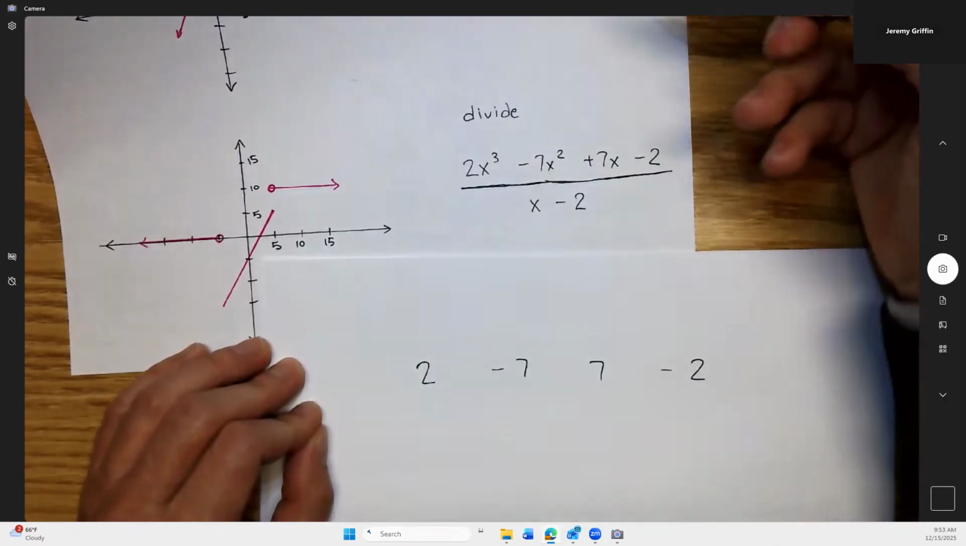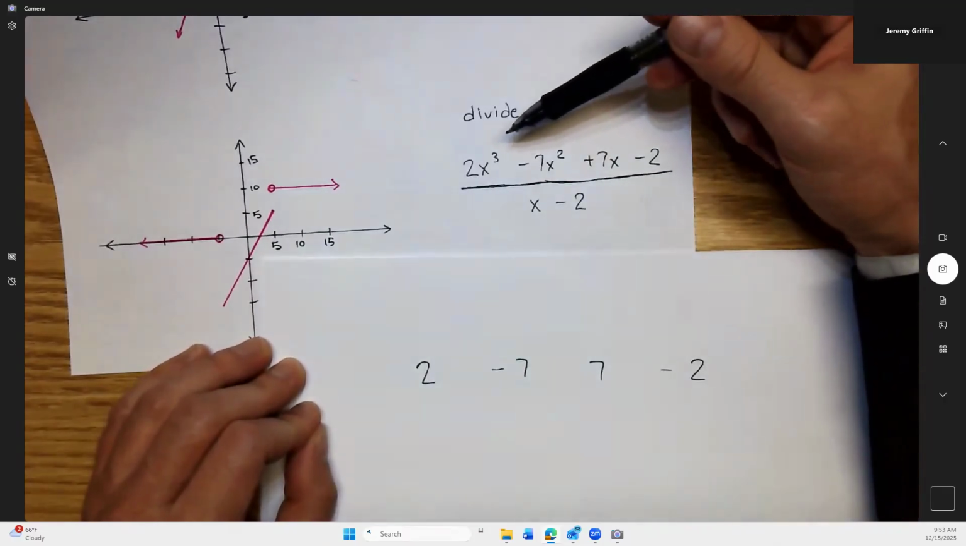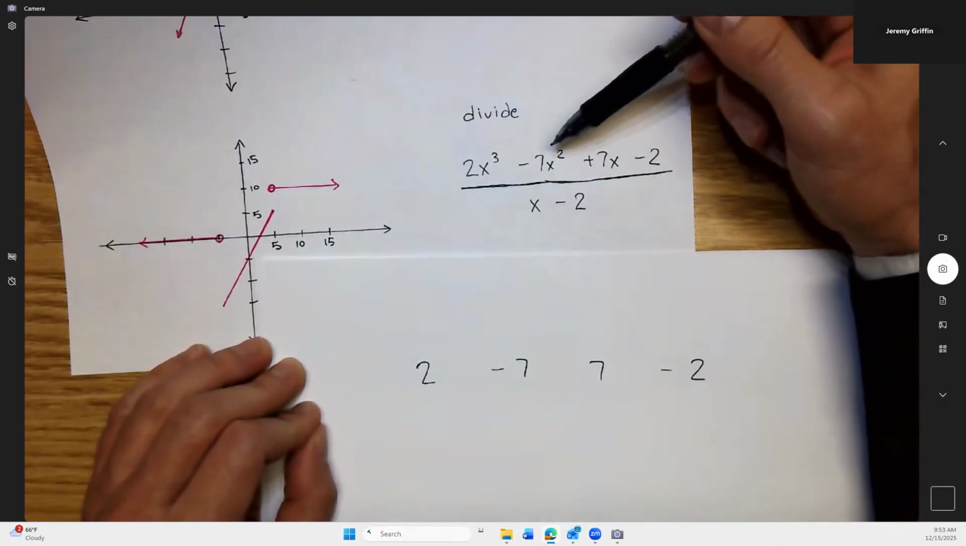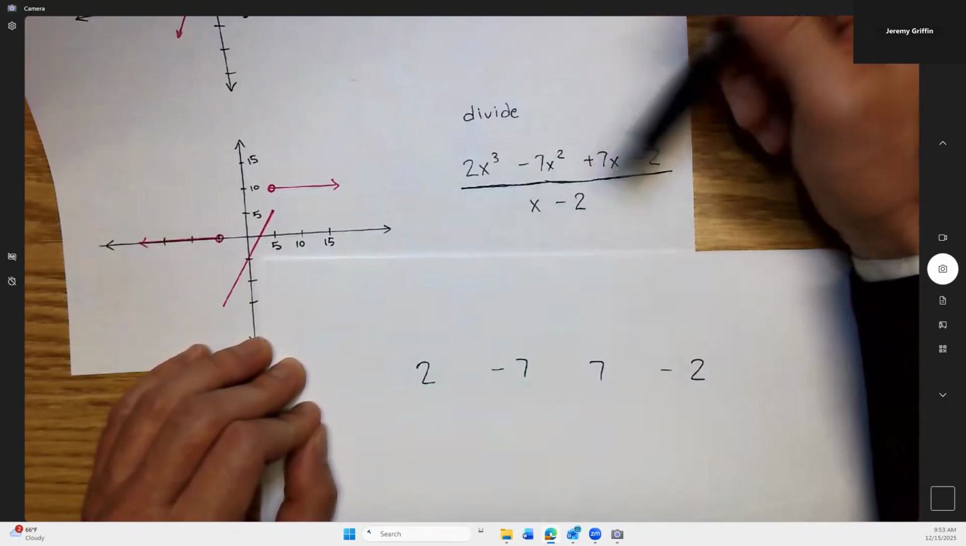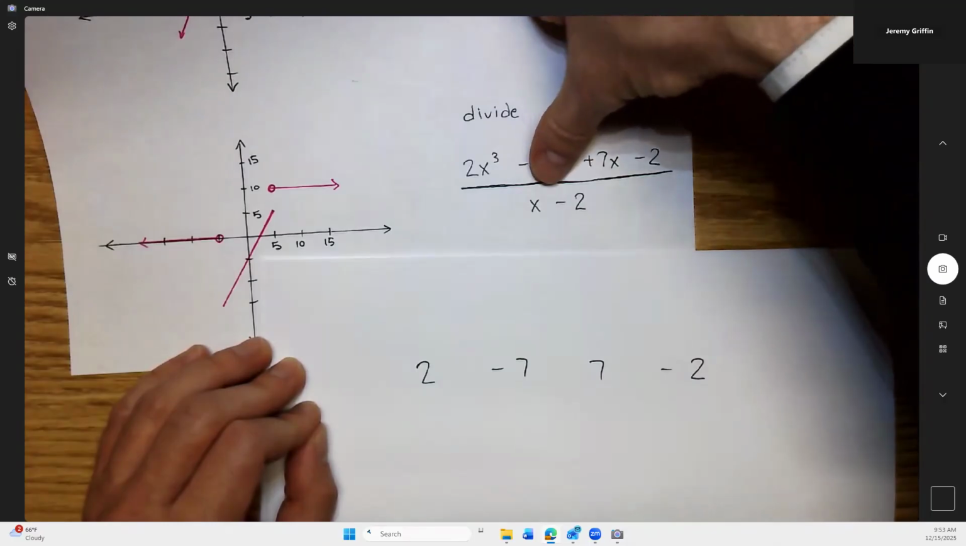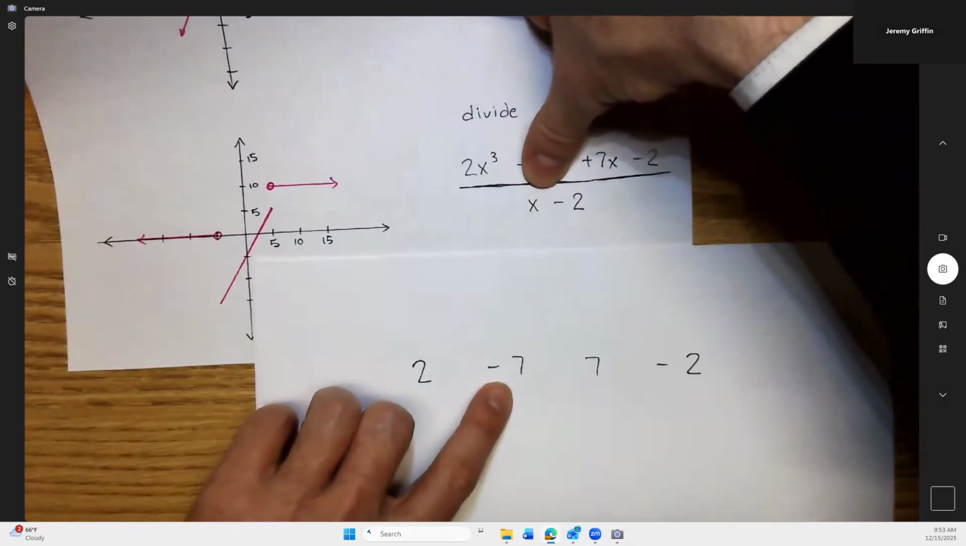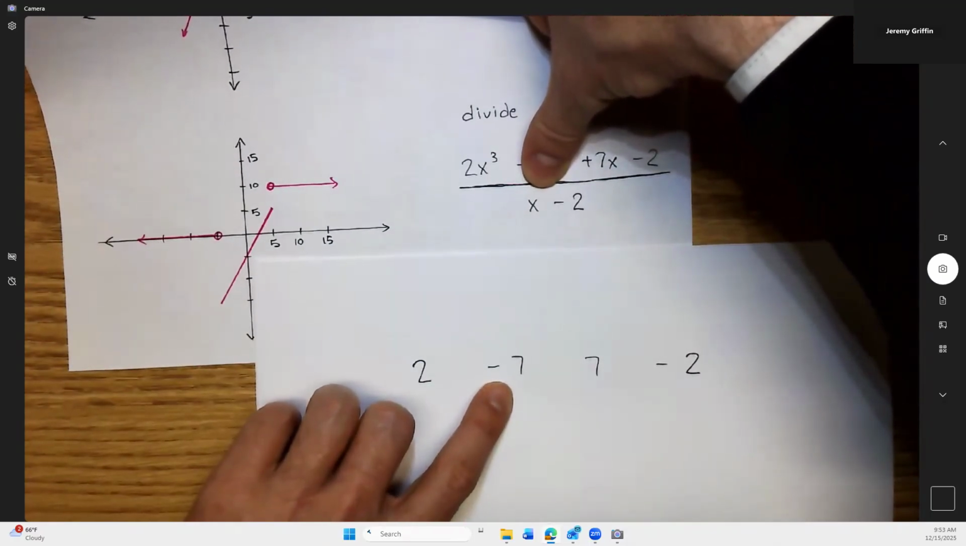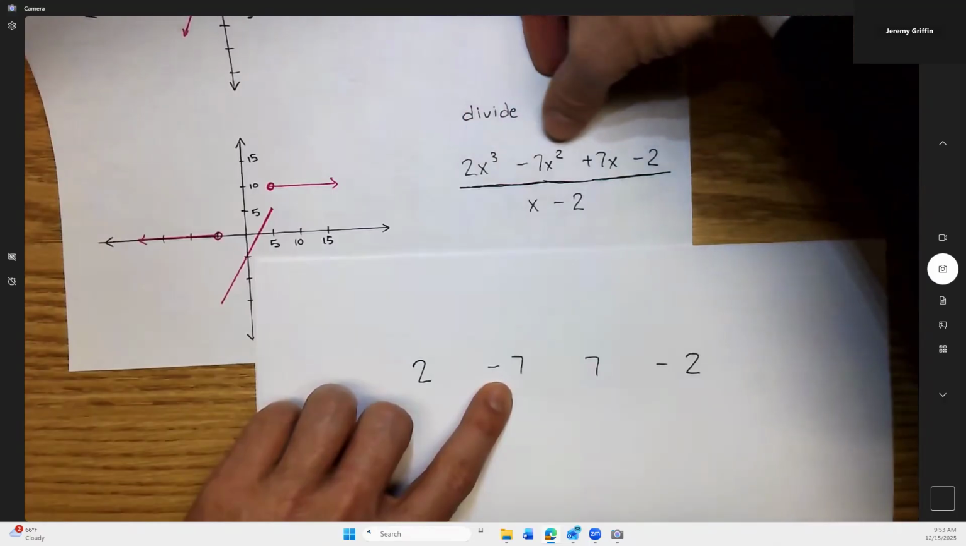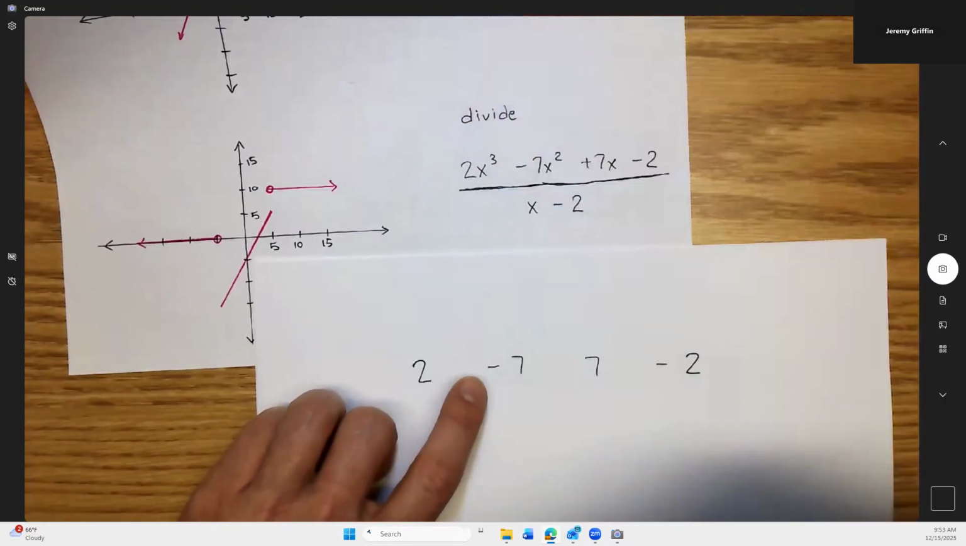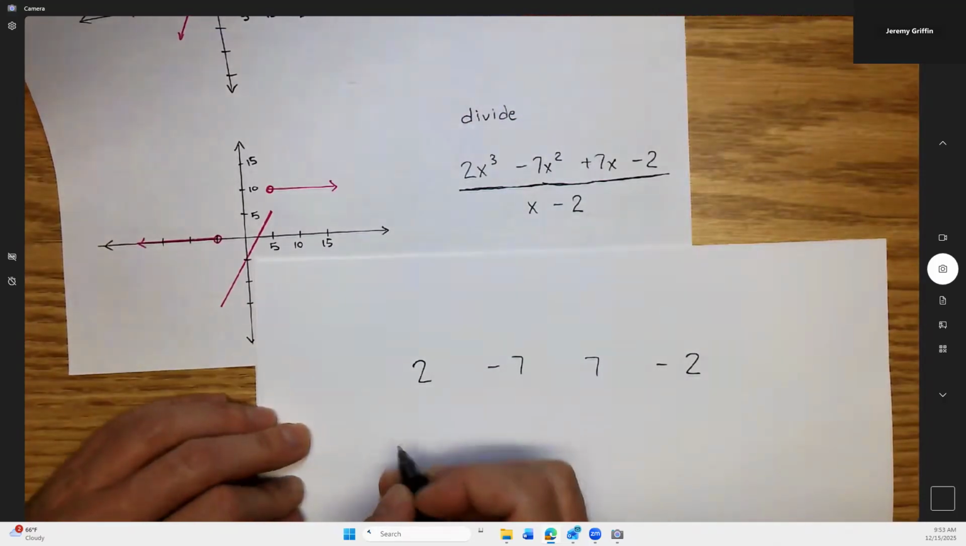Do you guys notice that I didn't skip any powers of x? There's x cubed, x squared, x, and a constant. Guys, what if I had no x squared? What would I have to write right here? You just put a 0, as a placeholder. If they went straight from x cubed to x, I have to have a 0 in place of x squared. I don't have that in this case.